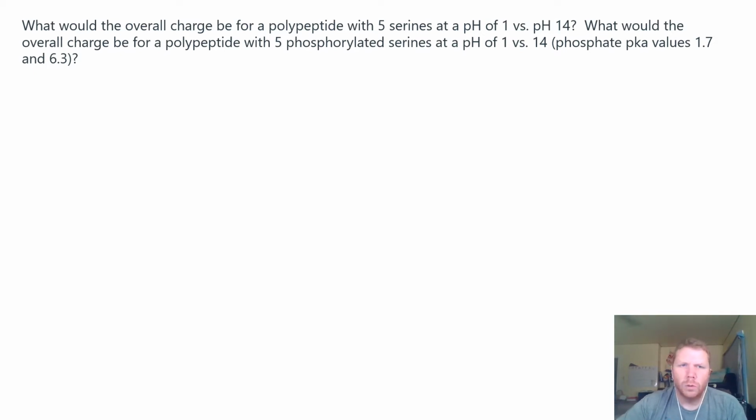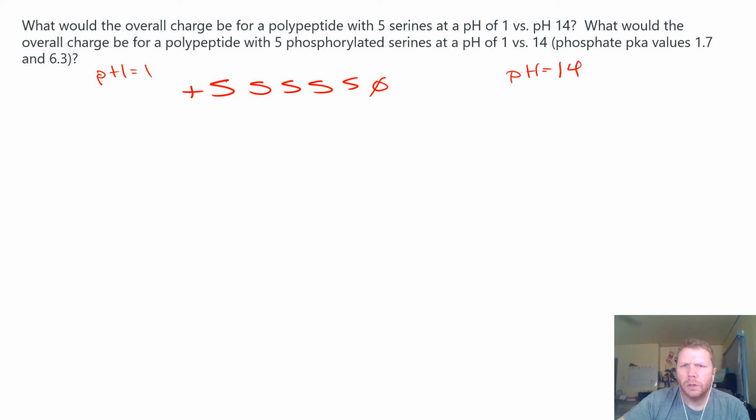Okay, so what this tells us is we're looking at a polypeptide that is S, S, S, S, S. Now, at a pH of 1, we're going to have our N termini with a +1 charge and our C termini with a 0 charge. Now, pH equals 1, pH equals 14, well, now we're looking at neutral on the N termini, and -1 on the C termini. So we've got a +1 and a -1 charge respectively.